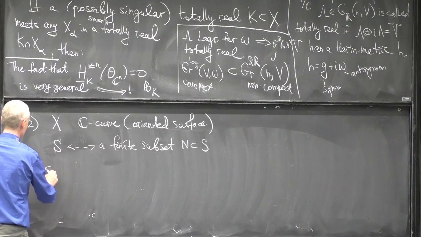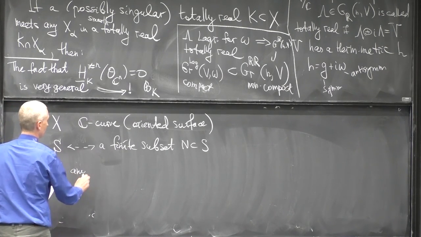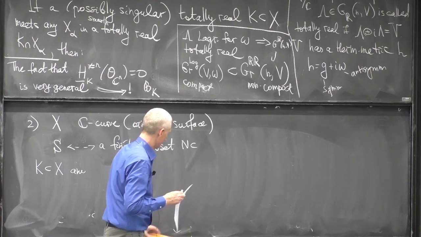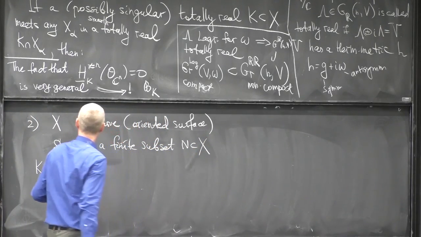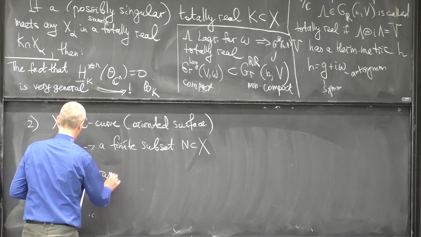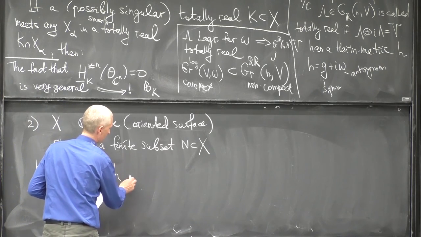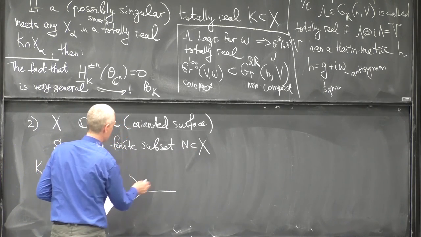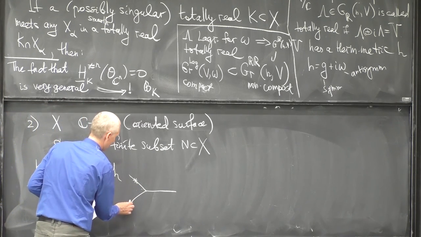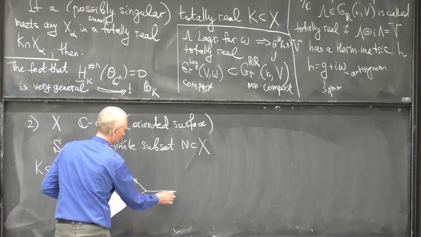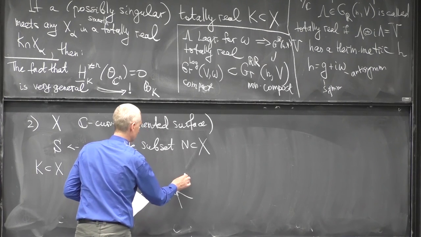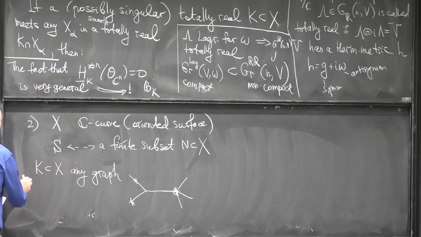So suppose K inside X is any graph. K would be any graph. So it may pass or may not pass through the marked points. It may pass, may contain them in the middle. It may contain them at the end points of vertices. It may contain them like this. So the purity is true.